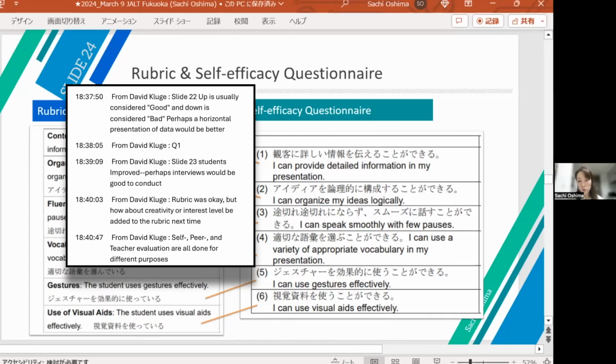And also self, peer, and teacher evaluation are done for different purposes. Yes, it's true.